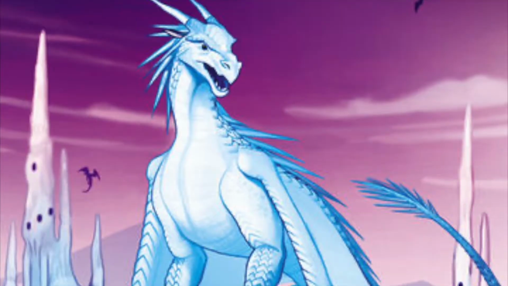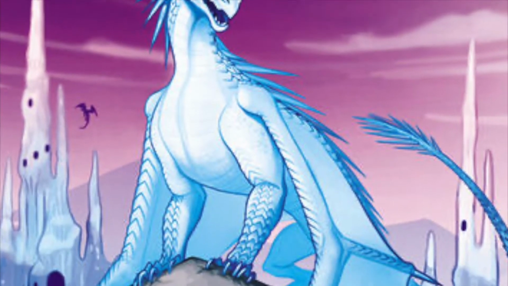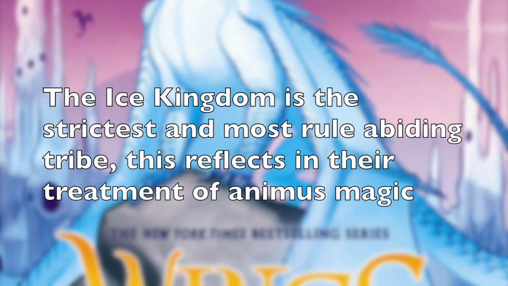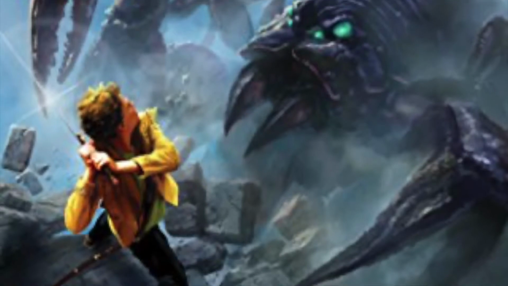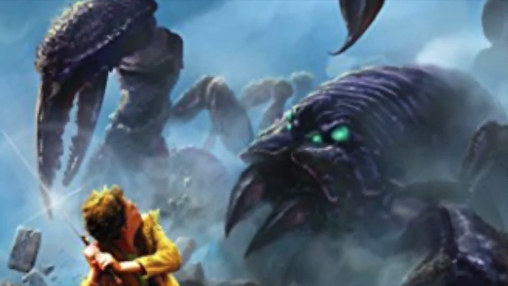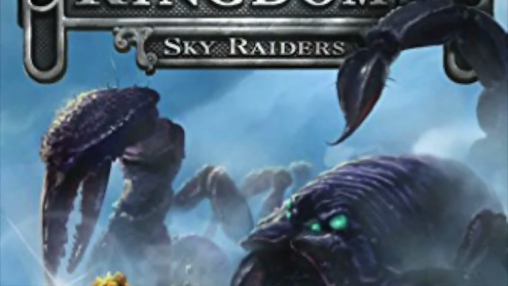Okay, but what about how your world affects your magic? It's the same thing we just talked about, except, well, flipped around. I'm going to use the same example that I just used with animus magic and the Ice Kingdom in Wings of Fire. The Ice Kingdom is the strictest and most rule-abiding tribe. This reflects in their treatment of animus magic. In the Five Kingdoms series, the techniques of shaping magic, pretty much, is used mostly for salvaging purposes due to the desolate land of Sambria.